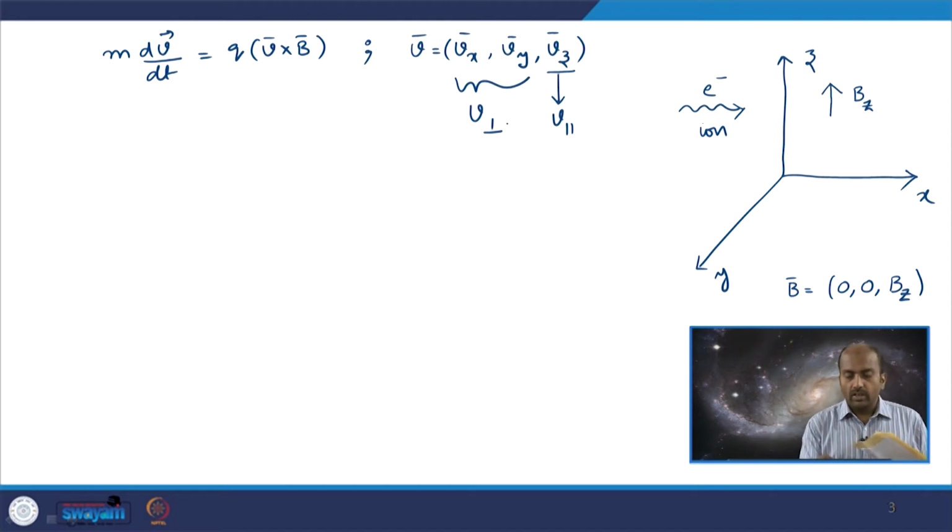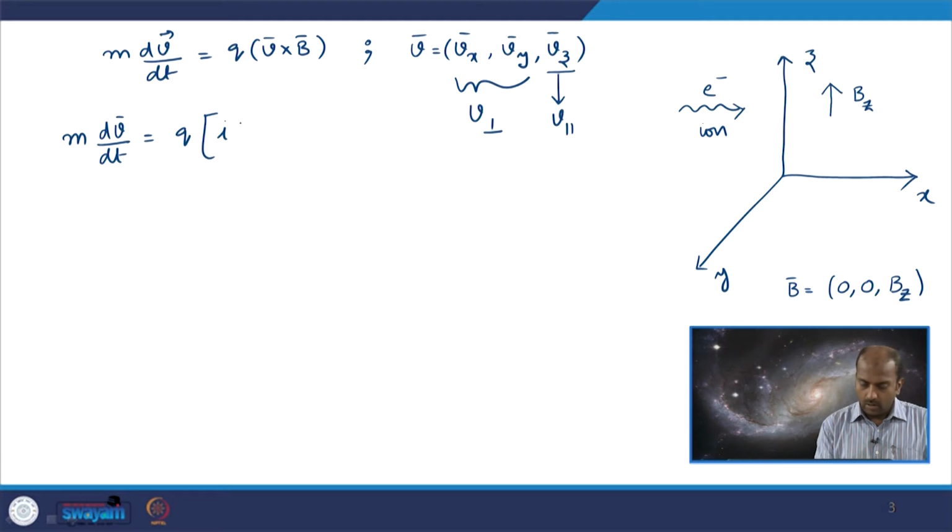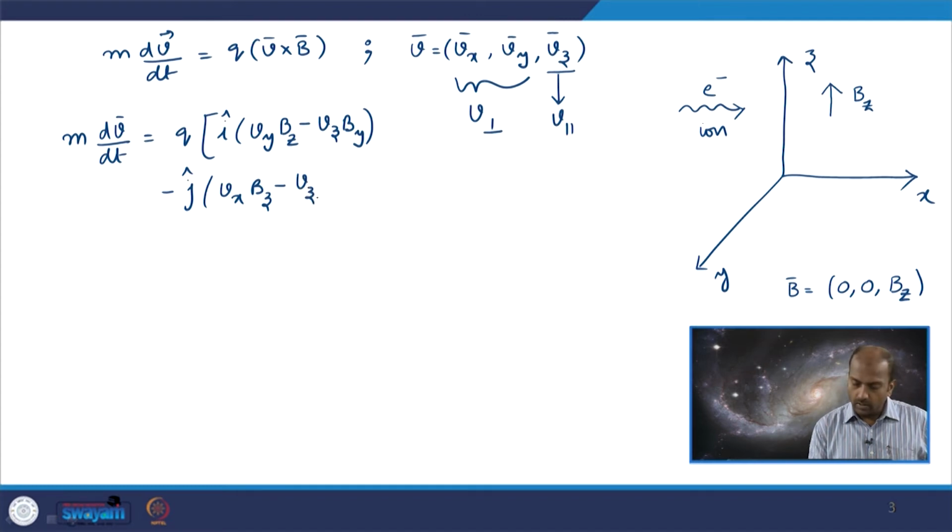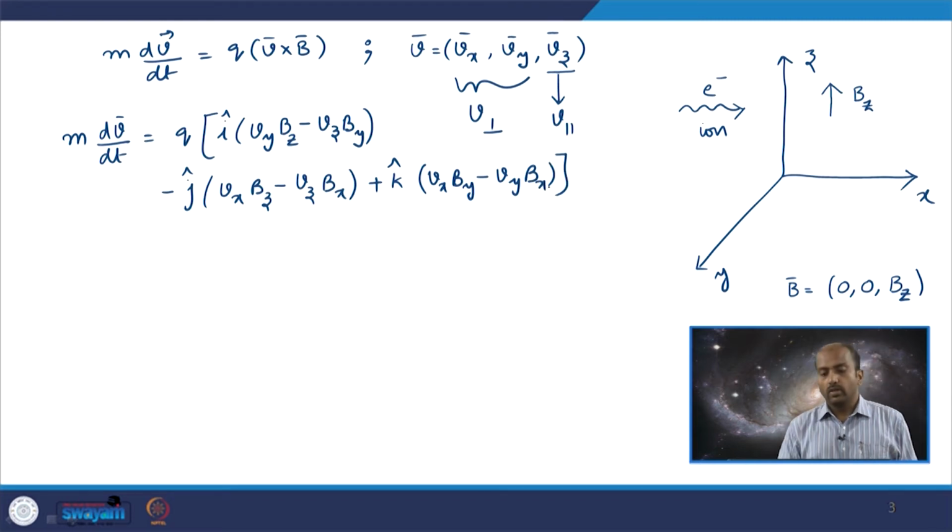Okay. Now, we can resolve this cross product. We have the magnetic field given as this and the velocity given as this. I can write m dV by dt equals q times i (Vy Bz minus Vz By), minus j (Vx Bz minus Vz Bx), plus k (Vx By minus Vy Bx). This is the full expansion of the cross product.